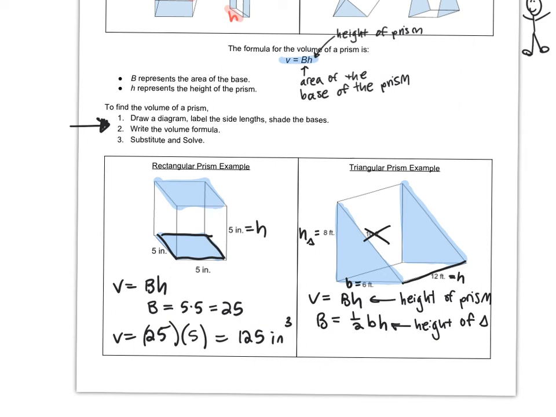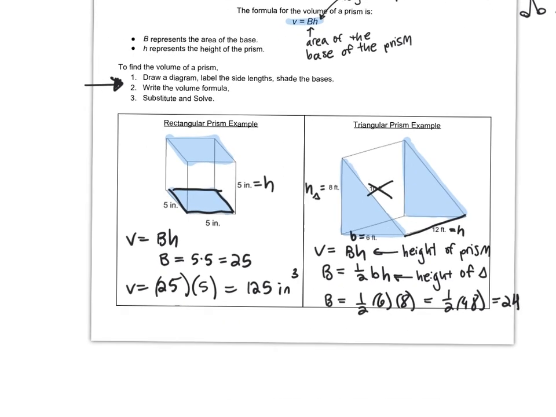So now let's find the area of our base. Well, it's going to be 1/2 times 6 times 8. That's 1/2 of 48. That's 24. Cool. And we said that the height of our prism is 12. So when we do the volume, we're going to multiply 24 times 12. Hey, that is 288 cubic feet. And that's the volume of our triangular prism.